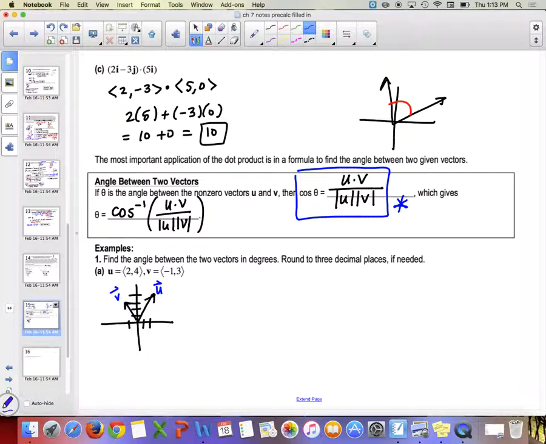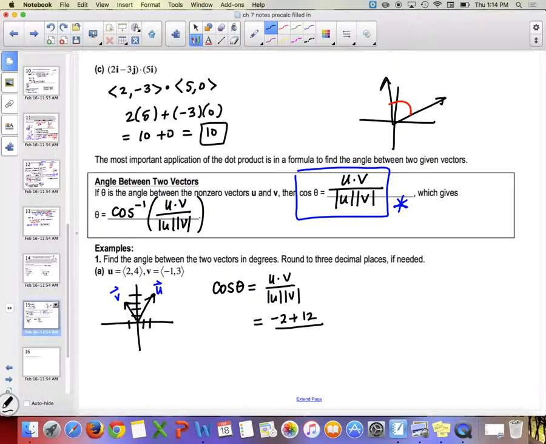So we're going to find it. We do this by doing cosine of theta is equal to u dot v all over the magnitude of u and the magnitude of v. So u dot v is going to be 2 times -1, so negative 2, plus 4 times 3, which is 12. Do you guys see where I got those numbers?